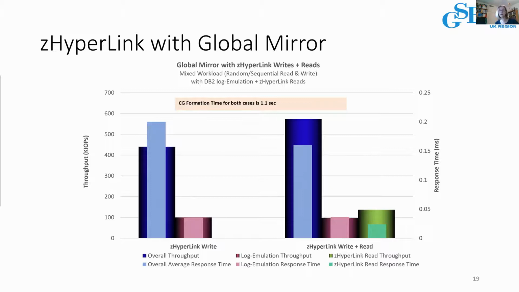And this chart, a similar point, but with throwing in some reads, hyperlink reads, to again show that it's not impacting your overall system performance. Your throughput goes up because you're driving more I/O, but the key thing with this chart is we are able to hold that consistency group formation time steady, and so you're not impacting either end. You're not impacting within any significant amount your latency for your writes themselves, nor are you impacting your global mirror.